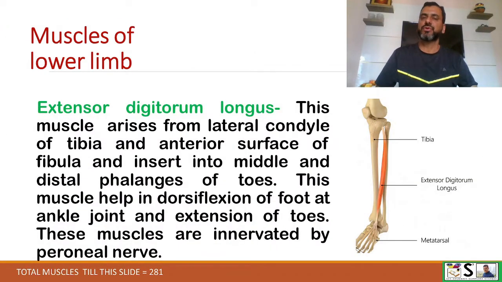Extensor digitorum longus. This muscle arises from lateral condyle of tibia and anterior surface of fibula and inserts into middle and distal phalanx of toes. This muscle helps in dorsiflexion of the foot at ankle joint and extension of toes. These muscles are innervated by peroneal nerve.